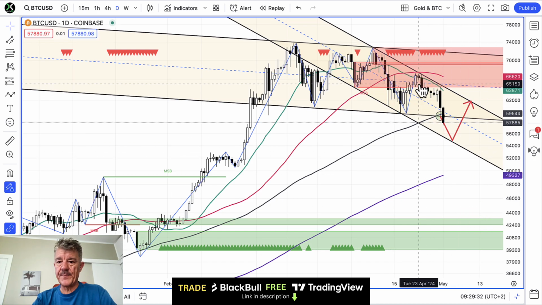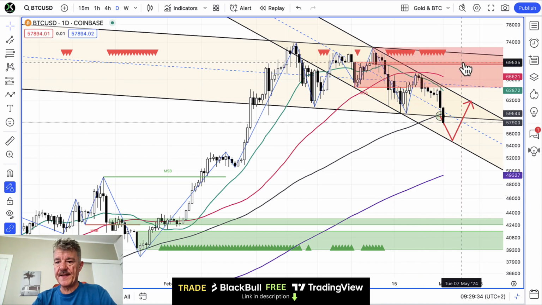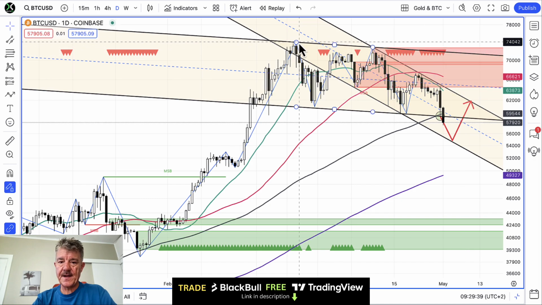My overall target for Bitcoin is a break up through this channel, then a break up through this longer term channel, a break up through this all-time high, and then to move much higher.